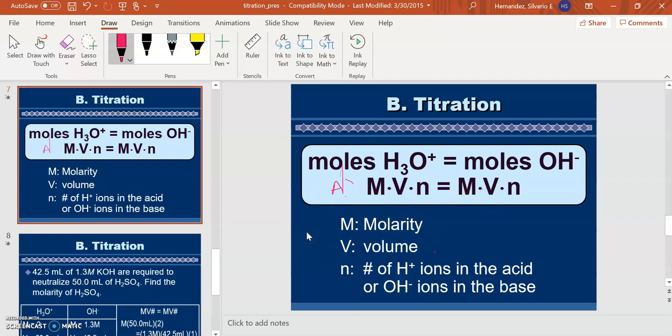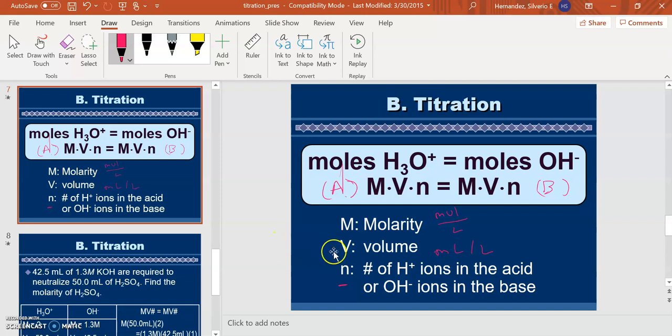On the left, you have the acid. On the right, you have the base. So remember that molarity was the number of moles per liter. The volume, you can see it as a milliliter. Sometimes you'll need to change the milliliter into liters. And then the N is the number of hydrogen ions or hydroxide ions that are going to be released by the base or by the acid.